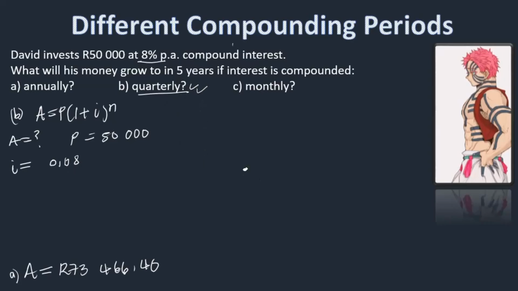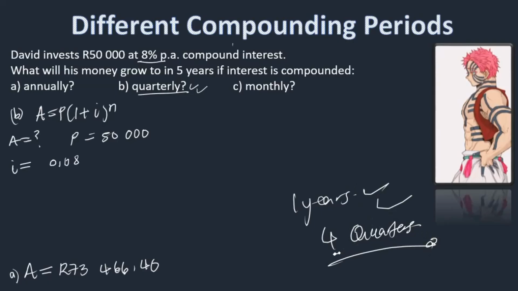Now, what does quarterly mean? In 1 year, how many quarters do I have? I have 4 quarters, right? I have 4 quarters in 1 year. Term 1, term 2, term 3, term 4, right? There we go. So if I have 4 quarters in 1 year, it means now this interest of 8% per annum compounded is going to be applied 4 times in a year, because they're saying this is 8% per annum compounded quarterly, right? So this I'm going to divide by 4.